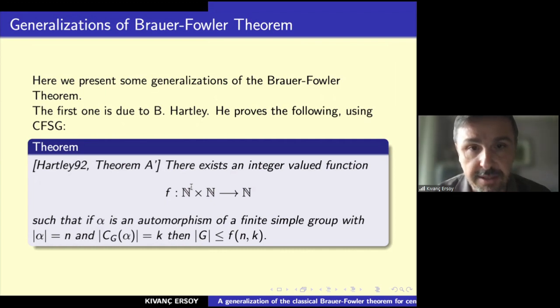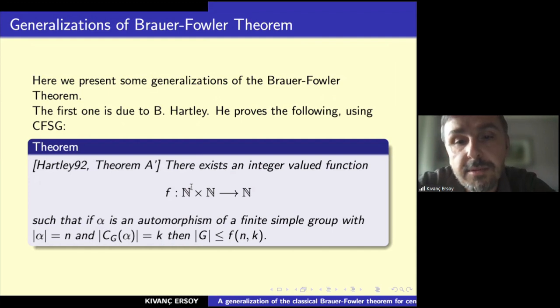a generalization of this classical result for elements of any order, and not only involutions, where the centralizer has finite order. So in all these results, I start with 'there exists an integer valued function' because I think this order of the quantifiers is important here, because these functions are always uniform. So there is an integer valued function, Hartley proves, such that if alpha is an automorphism of a finite simple group G, such that alpha has order n and the centralizer of alpha has order k, then the order of G is bounded by the value of f at n and k.